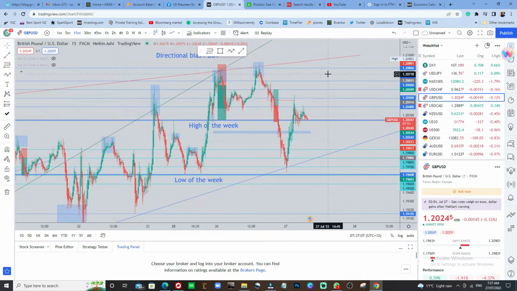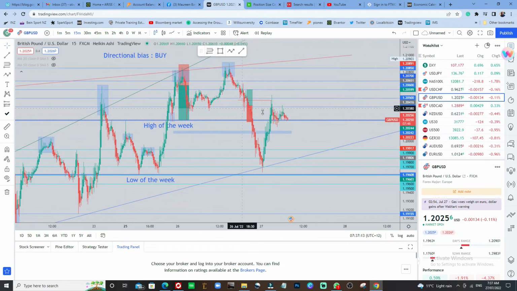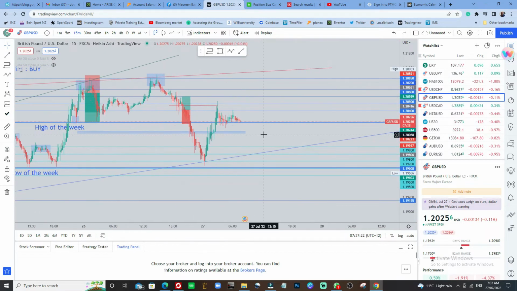Alright guys, back to the charts. GBP USD. I lost a trade here. I wanted to take a short here. I thought the market was going to pull back around this area while the market was here, but I lost it, and that is fine.